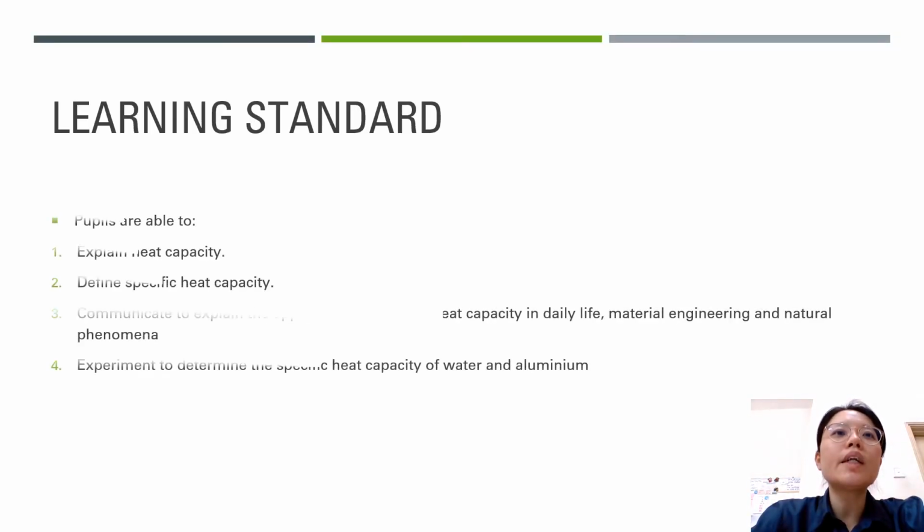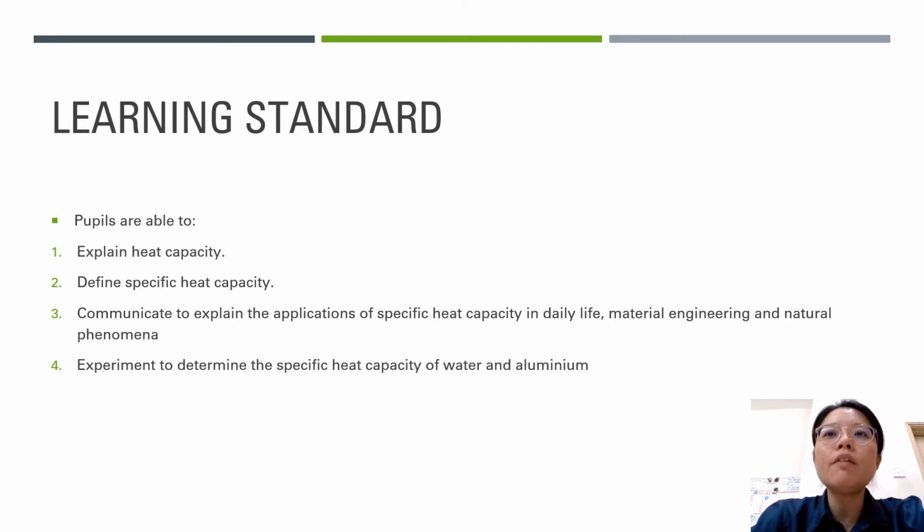Learning standard. Pupils are able to explain heat capacity, define specific heat capacity, and communicate to explain the application of specific heat capacity in daily life, material engineering, and natural phenomena. They also know how to conduct an experiment to determine the specific heat capacity of water and aluminium.